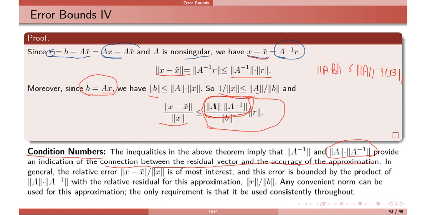You can use any norm here. You can use the infinity norm, the 2 norm. So you can use any norm here. This number in the relative error bound is very important.